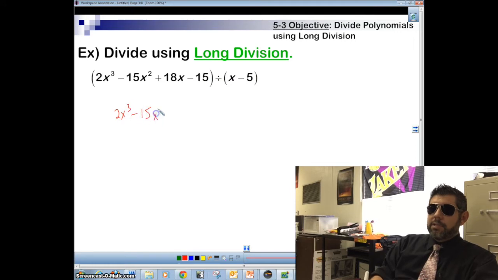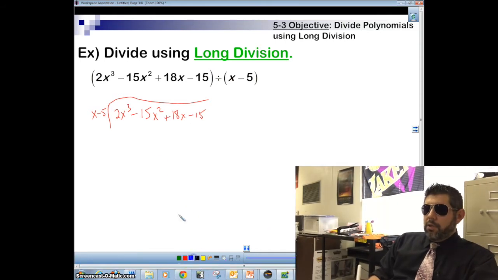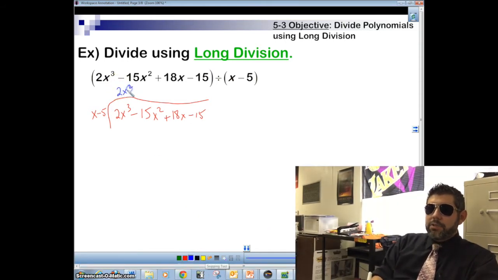2x cubed minus 15x squared plus 18x minus 15, divided by x minus 5. So our first term is going to be 2x squared, because 2x squared times x will give me my 2x cubed. 2x squared times negative 5 is negative 10x squared. Change the sign, and we get negative 5x squared. The next one's going to be negative 5x. Bring down the 18x.